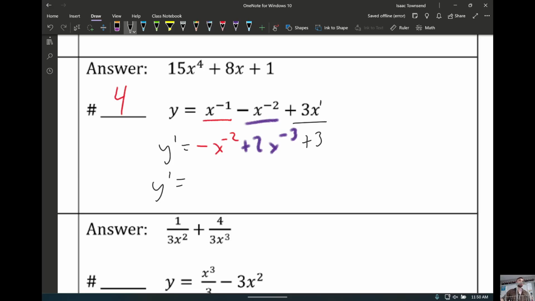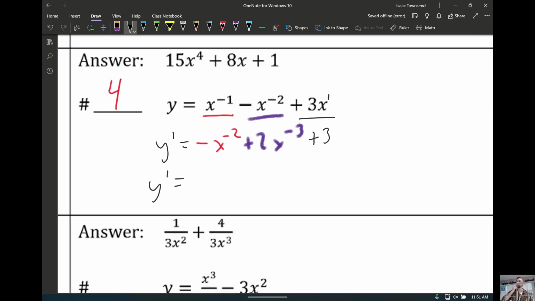So how much simplifying you need to do just depends on the question, depends on who made it, depends on what your multiple choice options are. But one thing I can promise you is that negative exponents are always going to be considered unsimplified. So bring this x to the negative 2 down to the denominator to make it x to the positive 2. Bring this x to the negative 3 down to the denominator and make it x to the positive 3. And then I would start looking for answers.